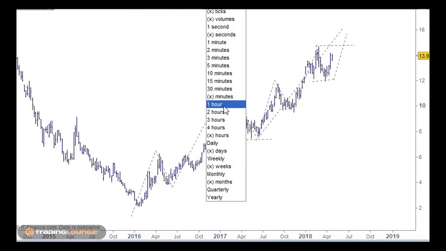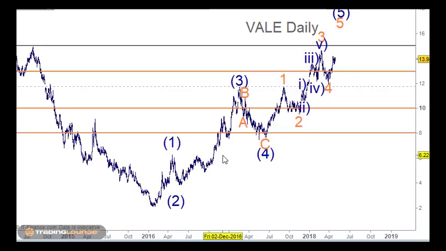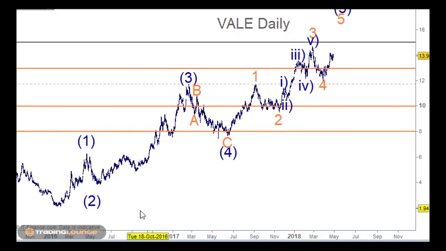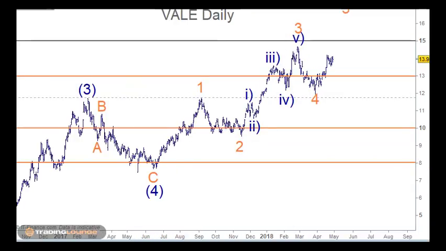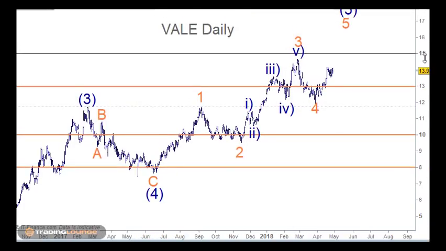If I take that onto the daily, I don't know if it's counted or not. Oh, yeah, it is. There we go. So the wave 1 we talked about, the wave 2, and then the 3rd wave here, 1 and 2 and 3 and 4 and 5. So this is the same. This is Vale, mainly iron ore, Brazilian, traded on the New York.